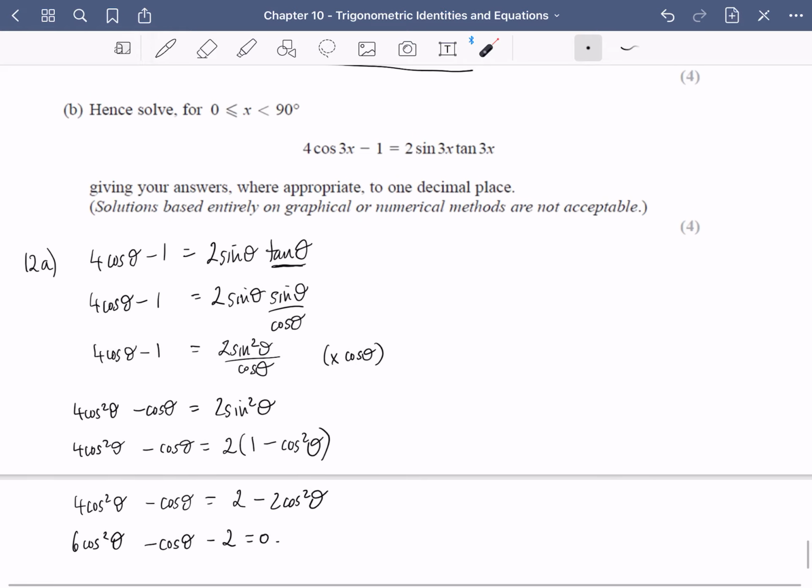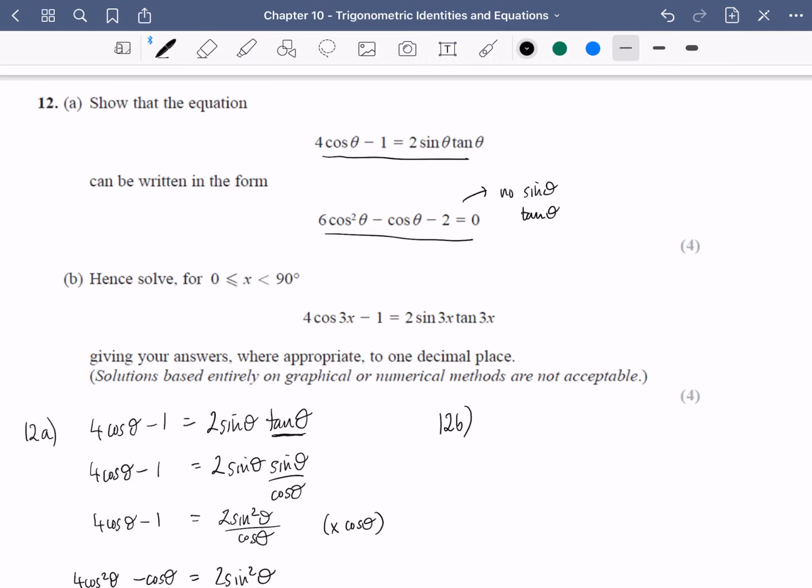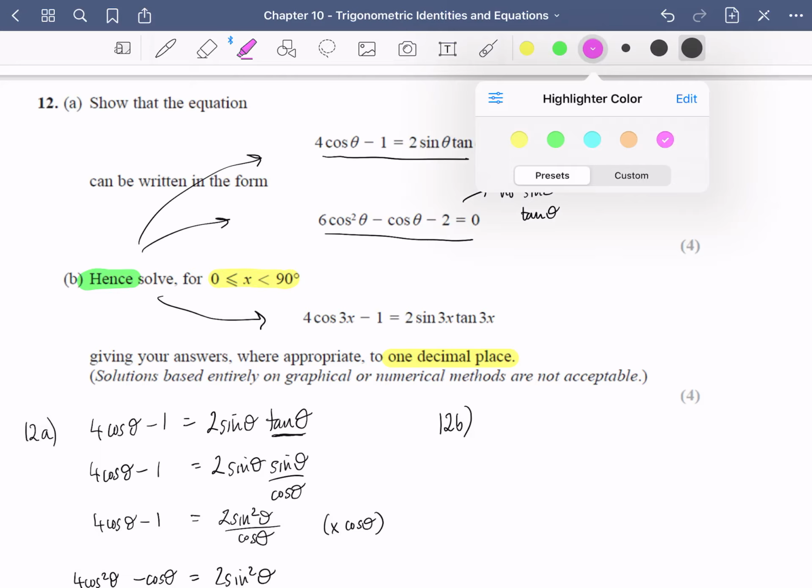Okay, now part B of the question is kind of classic for how they do these. So I'm going to write it up here so I can see the question nice and clearly. It says, hence, solve for this particular range here, this equation down here, giving your answers where appropriate to 1 decimal place. Now, I'm really interested in this word hence. Hence means you need to use this information and this information to help you to solve this one that you've got down here. So a bit of careful looking should tell you that there is something very much in common between these two equations that we've got here.